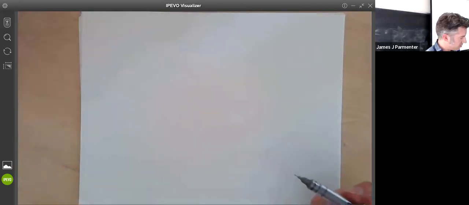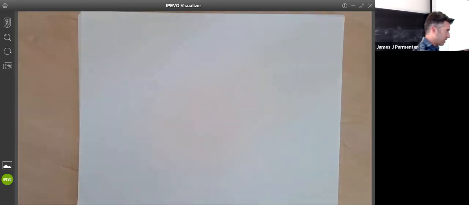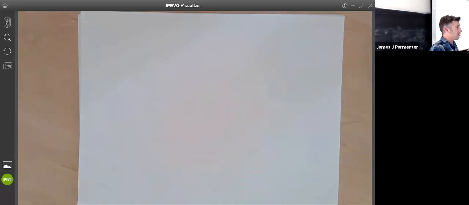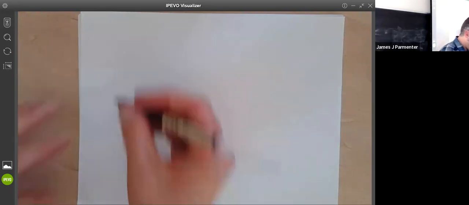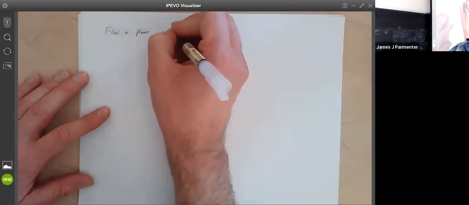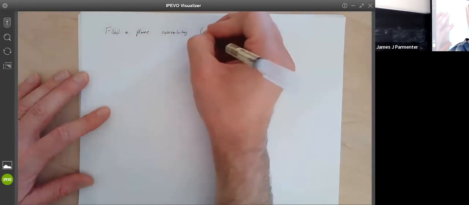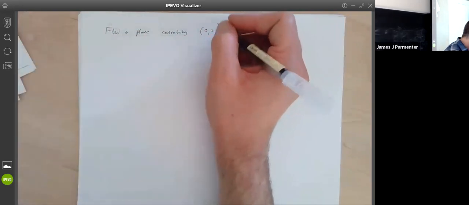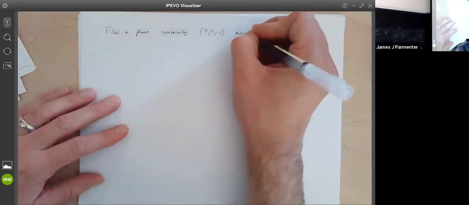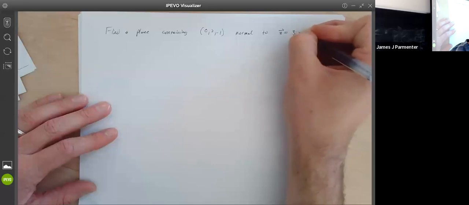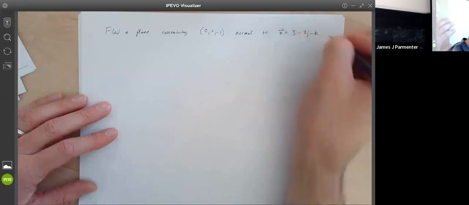We're going to go the other direction. Let's stop looking at this piece of paper. So finding the vector perpendicular to the plane is super easy. You can also go backwards. You can find the plane containing a point from a vector that is perpendicular to it. So for example, I could say, I want to find a plane containing the point 0, 2, -1 that is normal or perpendicular or orthogonal to the vector 3i minus 2j minus k.